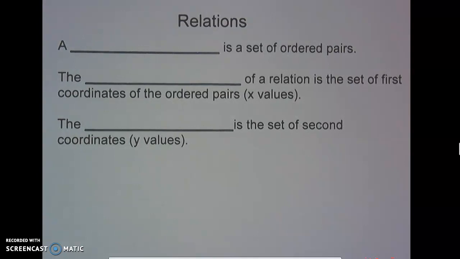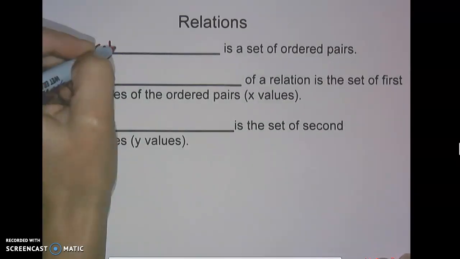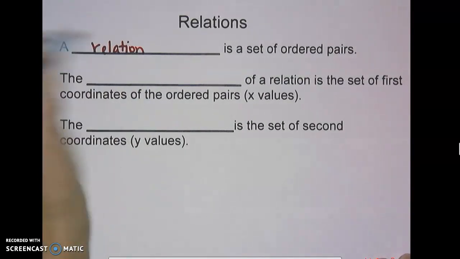Today we're going to be talking about relations and functions, talking about what a relation is, what a function is, how they compare to each other, and relate to each other, and things of that nature. So first we need to know what relations are. So a relation is a set of ordered pairs.